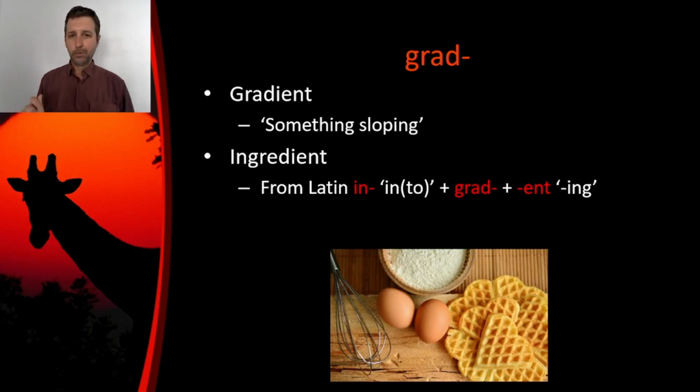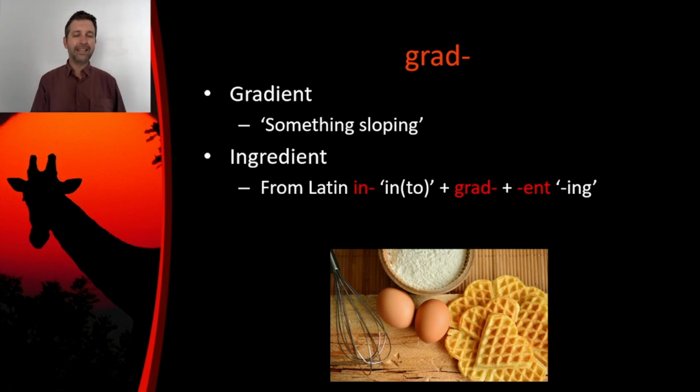Let's put a prefix onto this root for the first time. We haven't seen any prefixes yet, but let's do it here on the bottom. What if we put the Latin prefix in onto that gradient? You're going to change the vowel a little bit in Latin from grad to grede there in the middle. You don't have to worry about that. That's just something that's going on in Latin, and we're just getting it directly from Latin that way. Still the grad root, all right? So an ingredient, you can just put those pieces together. In Latin is in or into. Grad is to slope or just to step or to move in general. And that ent ending is the ing ending in Latin.